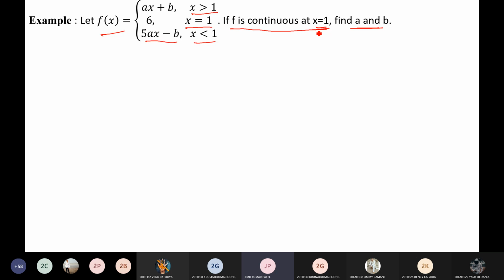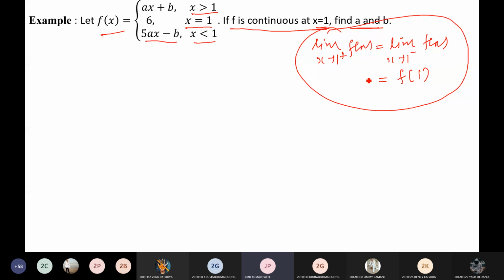So for that we have limit x tends to 1 plus f of x is equal to limit x tends to 1 minus f of x, and here it is continuous, so we can also say that this is equal to f of 1. We use this property, this concept, and find the values of a and b. Yes or no? Yes, sir.